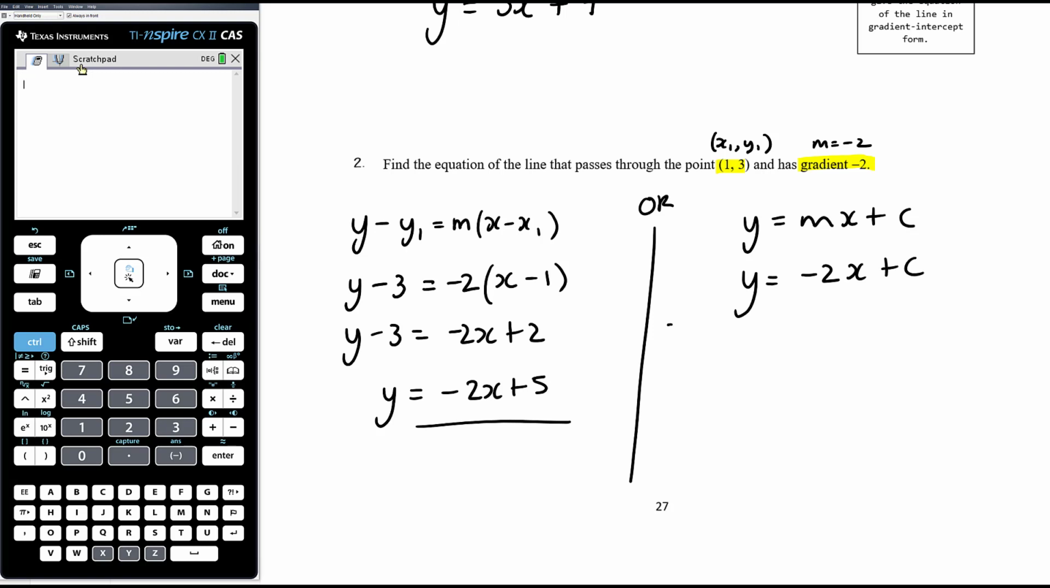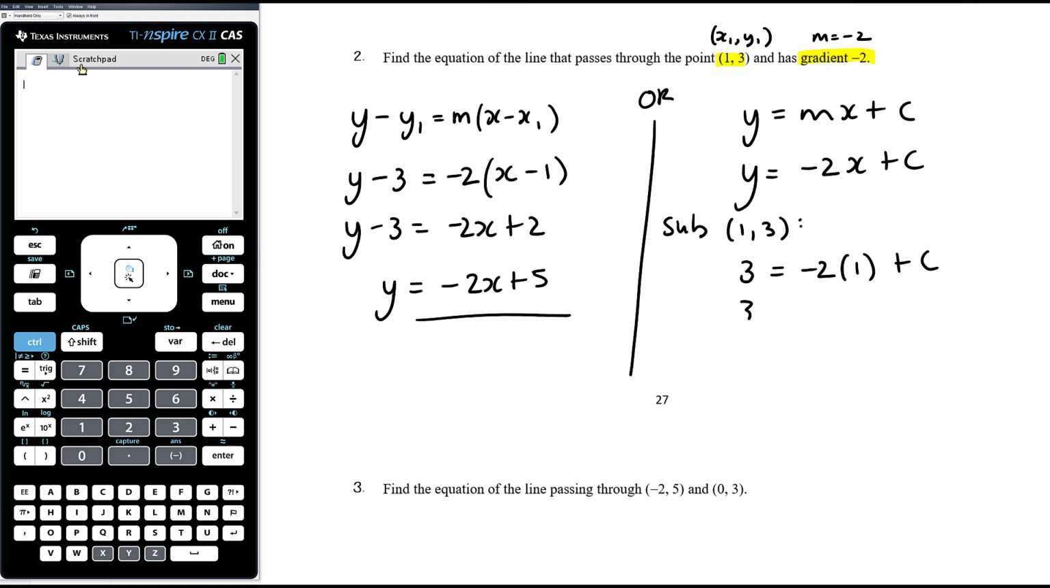Then you're going to use the point. So you're going to sub the point 1, 3, which means when x equals 1, y equals 3. 3 equals negative 2 times 1 plus c. You're going to solve for c. 3 equals negative 2 plus c, so c equals 5. Then you can sub that back into your equation to get y equals negative 2x plus 5. You get the same answer. You get the correct answer.